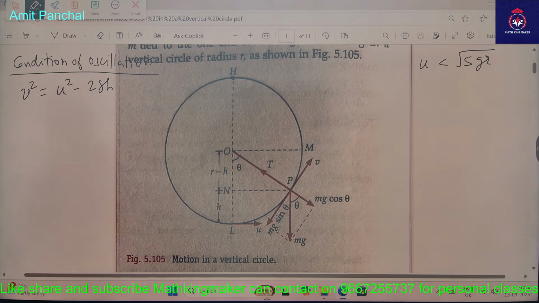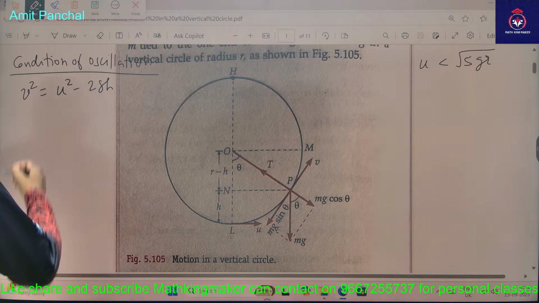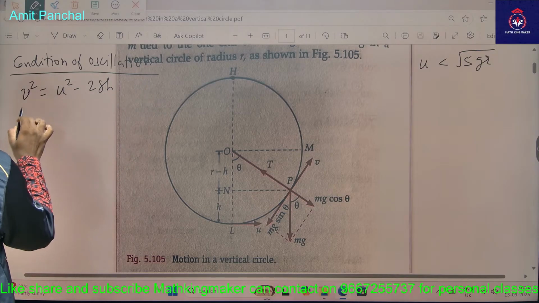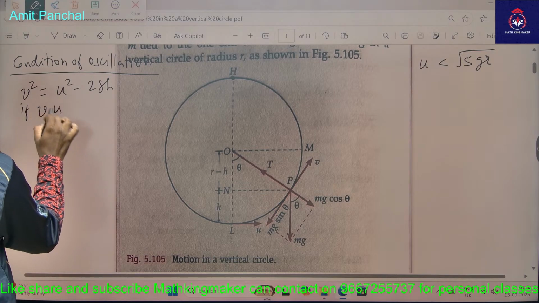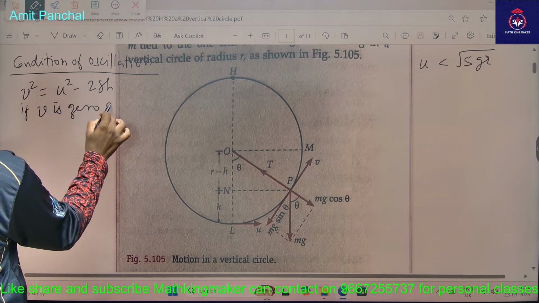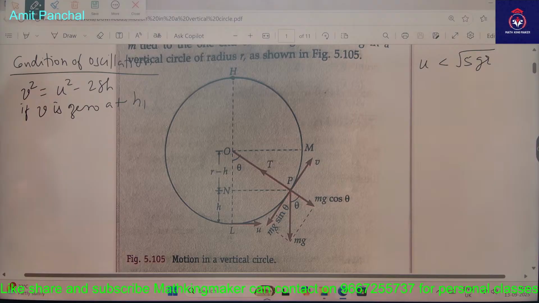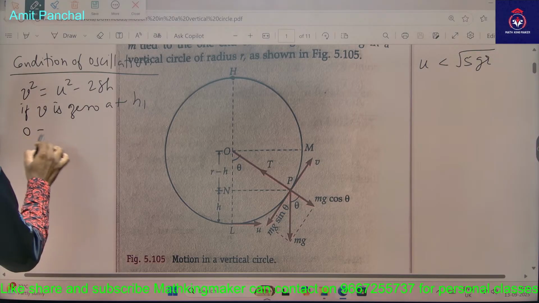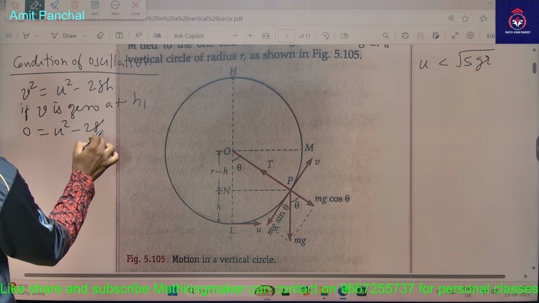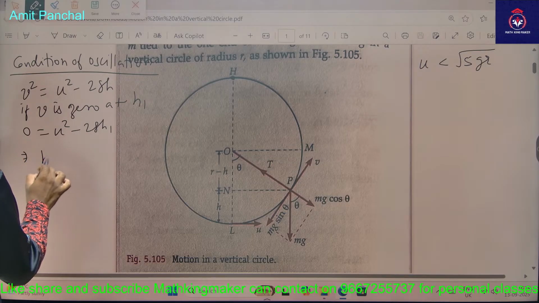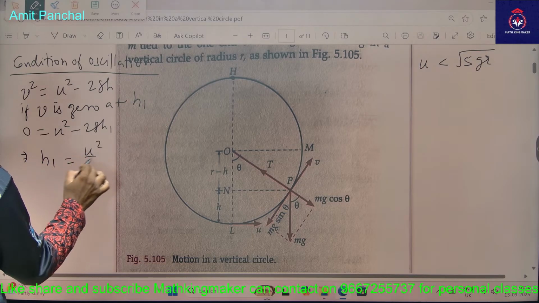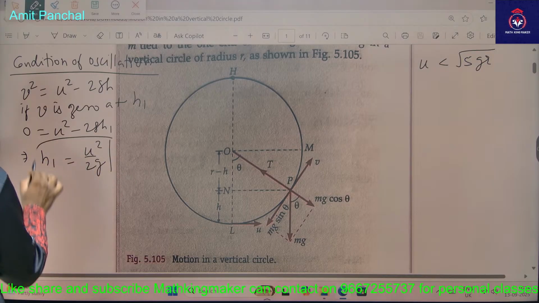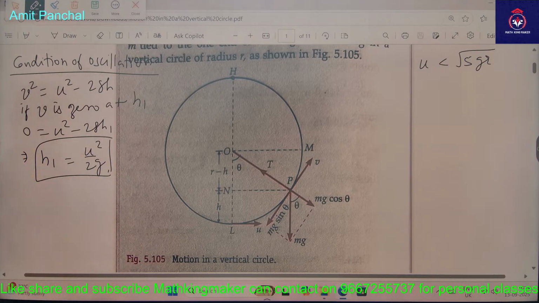So the velocity of the body is becoming 0, if v is 0 at h1 height. Then what will happen? 0 will be equal to u square minus 2g h1. So that h1 will be equal to u square by 2g. Got my point?